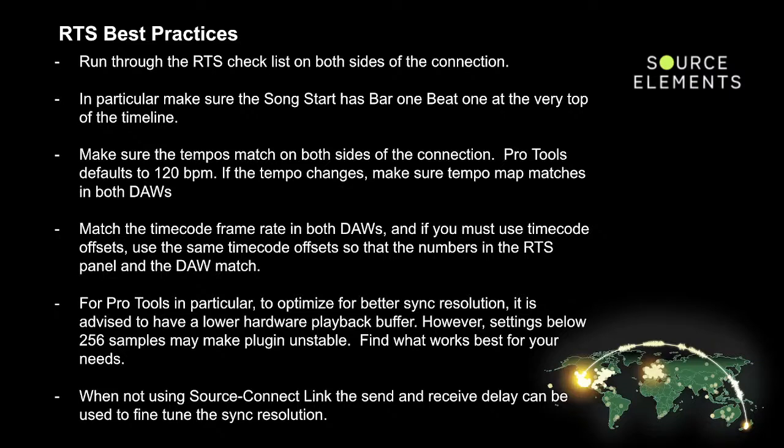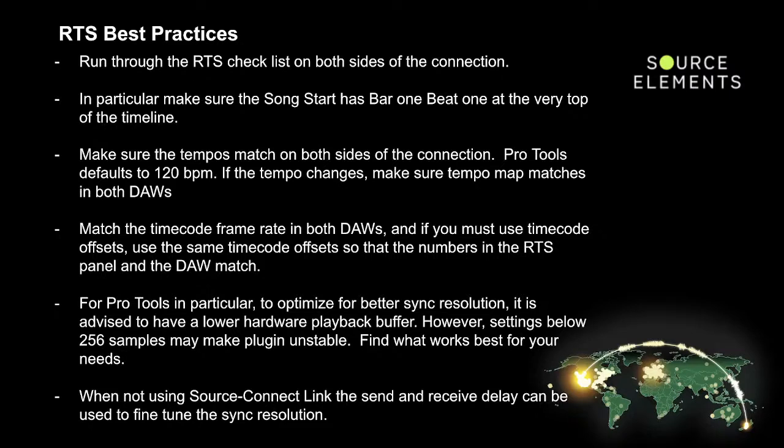The next thing is, in Pro Tools in particular, you can optimize the performance of RTS. In your playback hardware settings, the playback engine hardware buffer, the lower the hardware buffer, the tighter the RTS sync resolution is. The downside of that is that as you lower that hardware buffer, plugins and the like may become unstable depending on how beefy your system is. So we recommend 256 at least for a hardware buffer. 512 or 1024 should also be fine, but generally 256 and 512 are great settings.